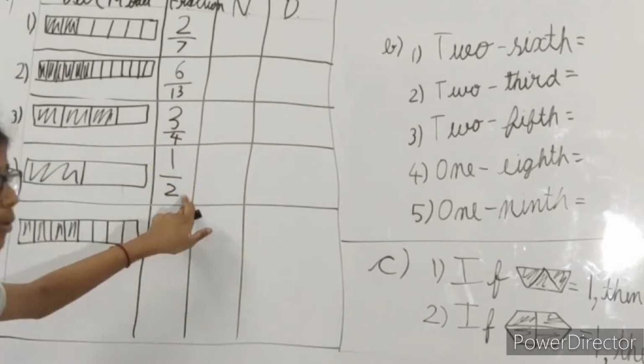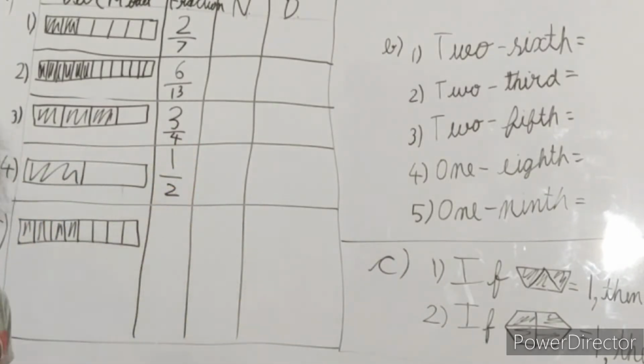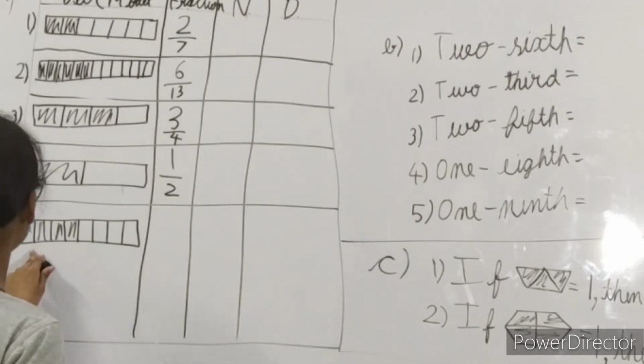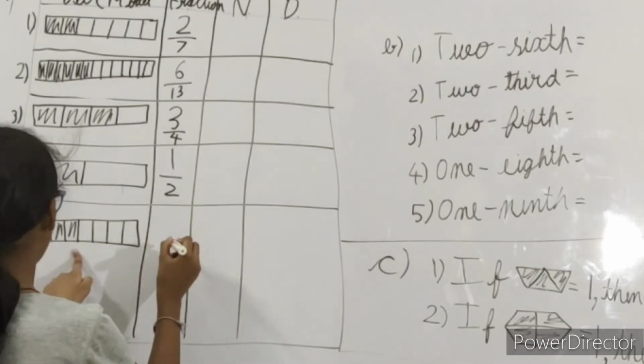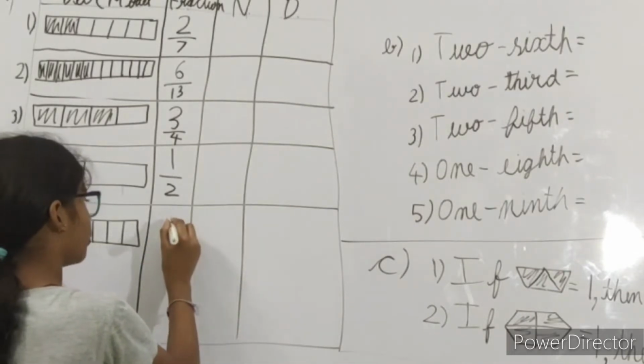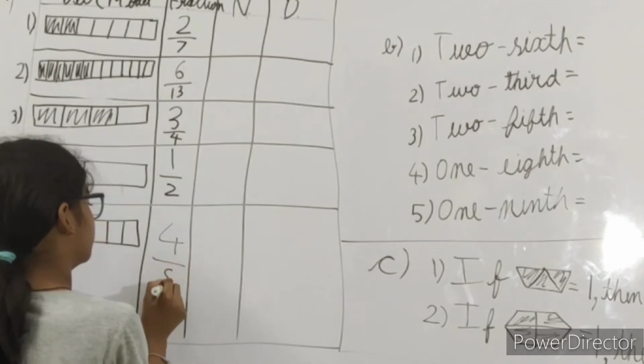And what is this 1 upon 2? It is a unit fraction, as I told you before. Now here you will see 1, 2, 3, 4, 5, 6, 7, 8. 8 parts are there and 4 are shaded. So 4 out of 8 are shaded and 4 out of 8 is 4 upon 8.